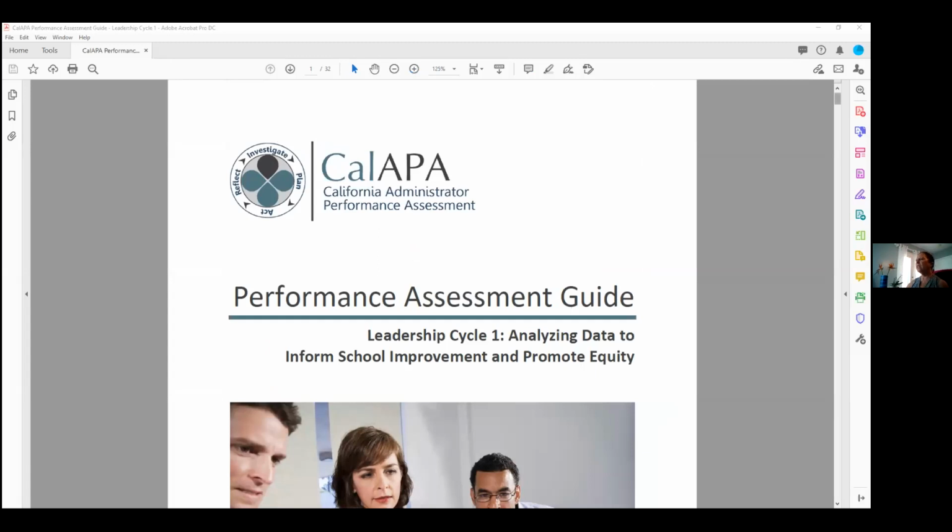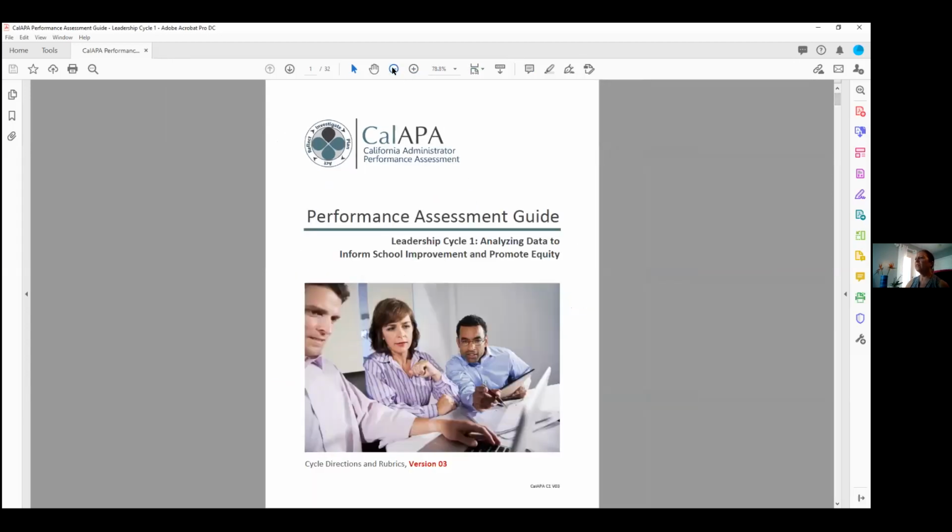So this is what the guide looks like. Hopefully all of you are familiar, but if you're just joining us in this work, this is important for you to recognize what the cover page looks like. And you can see that we have our title here. And what's important is down here in these red letters, notice it says version 03.